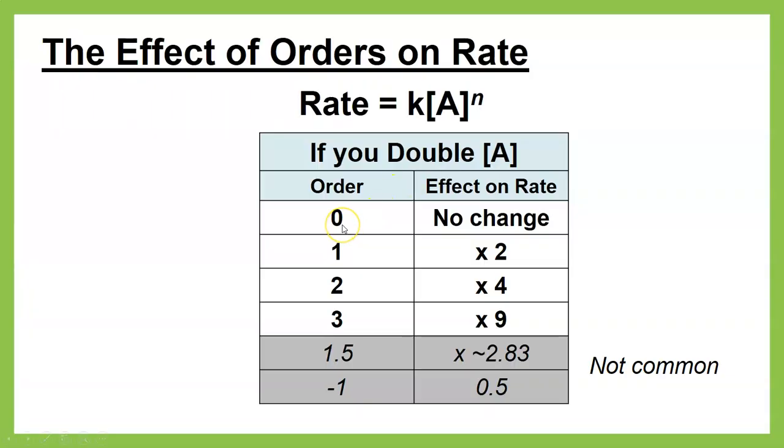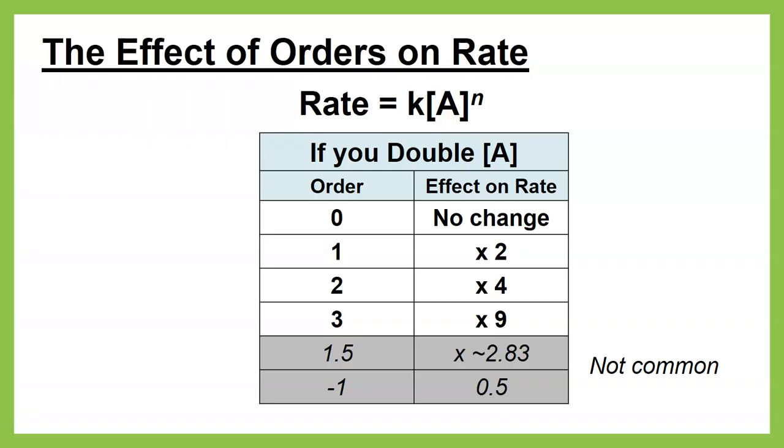If you have a zero order and you change the concentration, there's no change. That means that this chemical is not directly responsible for how fast the reaction is going. It's not participating in whatever the slowest rate determining step is. It's still necessary for the reaction to happen, but it's not dictating the speed.